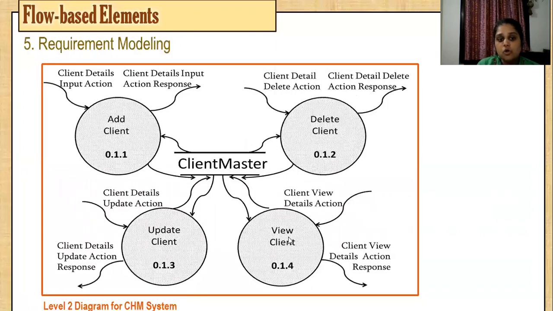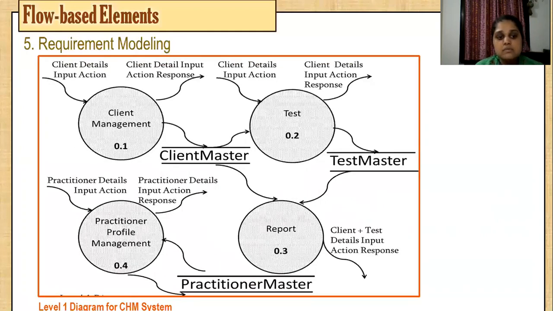We shall now move on to the level 2 diagram. Now level 2 diagram is a further decomposition of your level 1 diagram. Let us see how. This is my level 1 diagram. I will be focusing on client management, which I will be showing in detail. Okay, and then I will be showing report management in detail. But you need to show all these in detail.